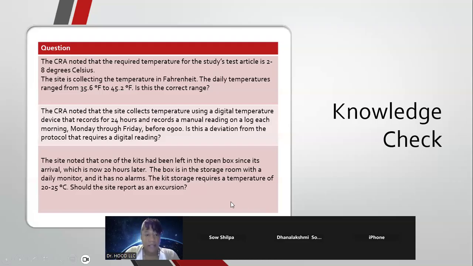Okay. So then the last scenario. The site knows that one of the kits has been left in the open box since its arrival, which is now 20 hours later. The box is in the storage room with a daily monitor and it has no alarms. The kit storage requires a temperature of 20 to 25 degrees Celsius. Should the site report as an excursion?